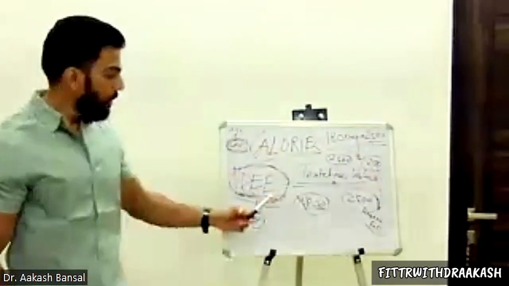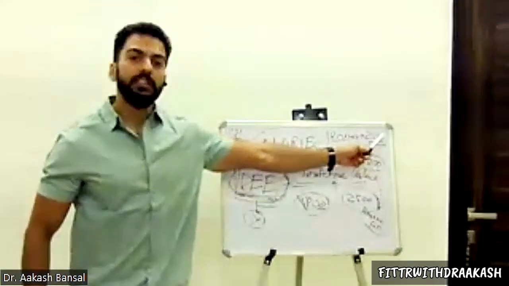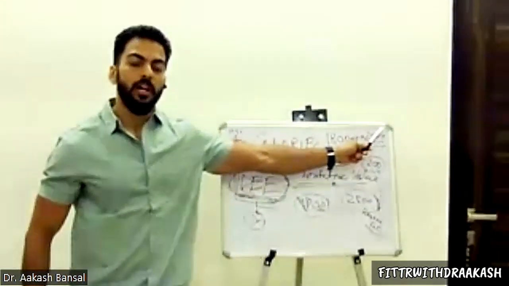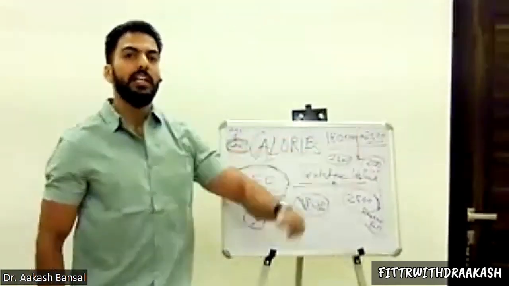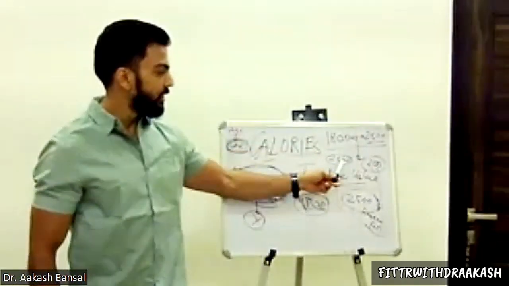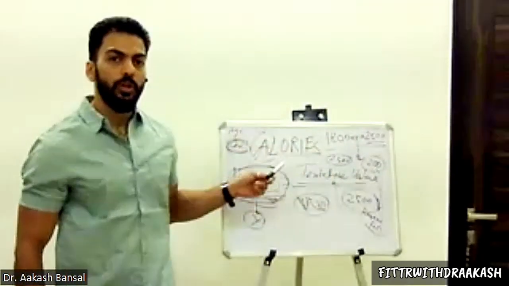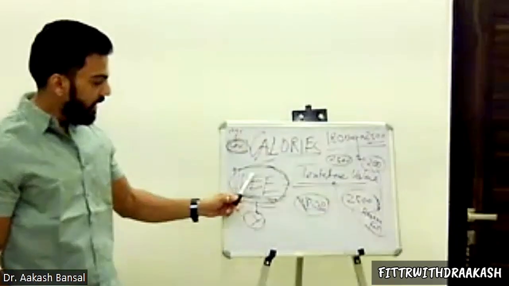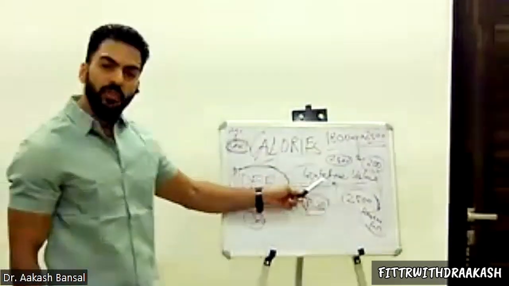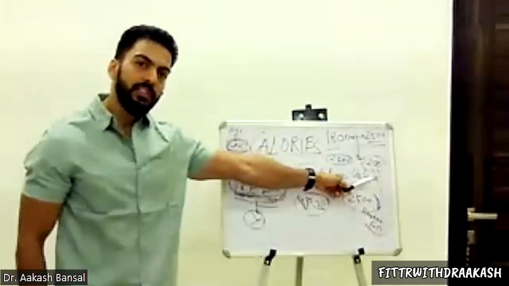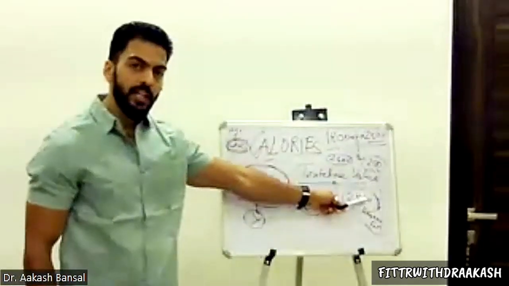So now how will we reach this number 2500? How do we know that this is the 2500 I need to keep, and that my deficit should be 2300, 2200 or 2100? We calculate the TDE from the formula BMR into the physical activity factor. We got this number 2500.